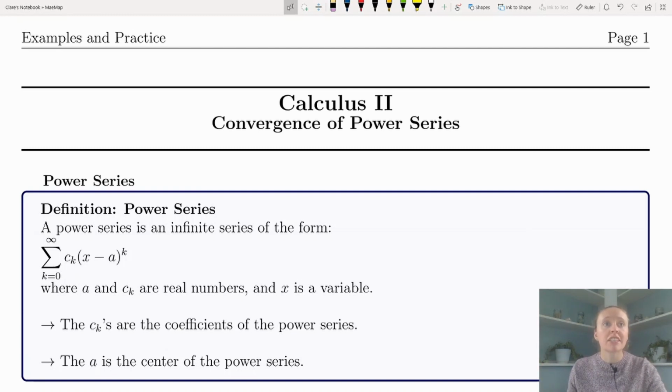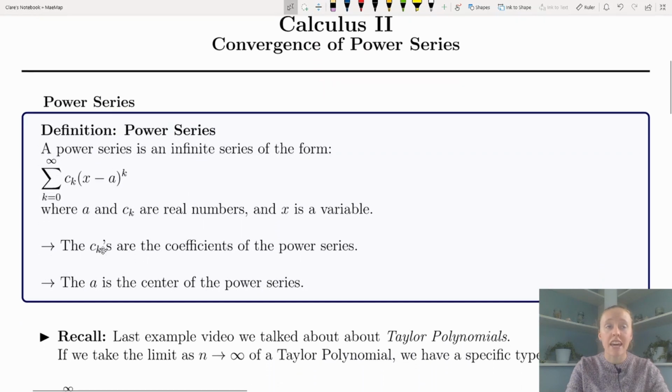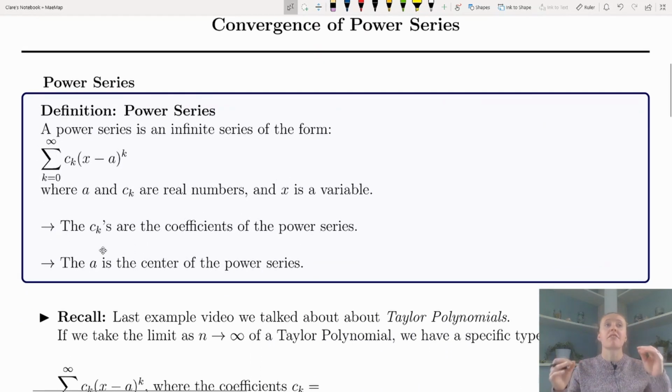A power series has the general form of c sub k times (x minus a) to the k, the summation of that from k equals 0 to infinity. And why we write it in this general form is so you can see that this c sub k is just coefficients. So the c sub k's are the coefficients of our power series, and a is where our power series is centered about. So a is the center of that power series.